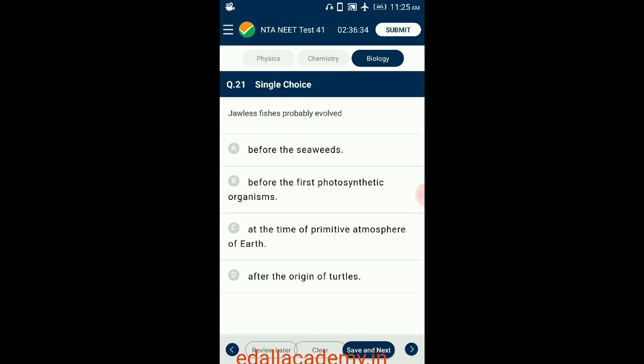Question 21. Jawless fishes probably evolved. The correct order of appearance after the primitive atmosphere on Earth, about 4.5 billion years ago: jawless fishes around 350 million years ago, seaweeds 220 million years ago, and then came reptiles. So the answer for this question is option A. Jawless fishes probably evolved before the seaweeds.